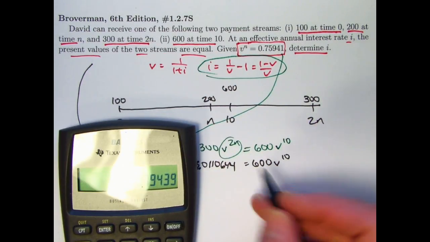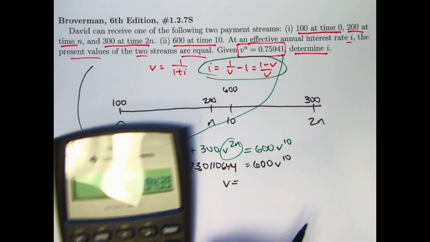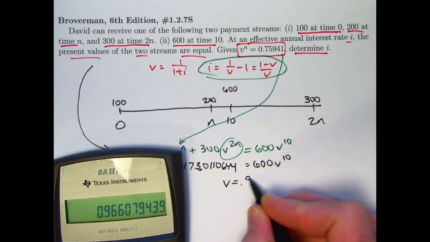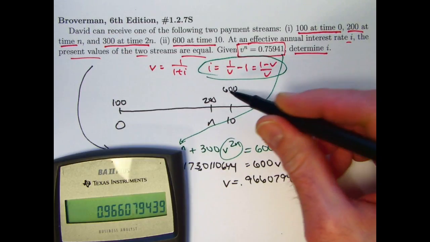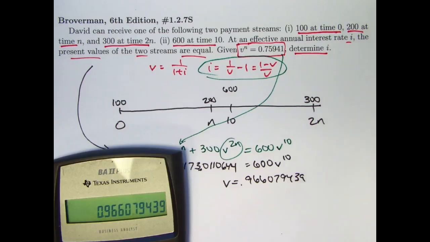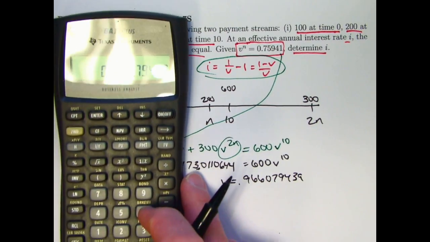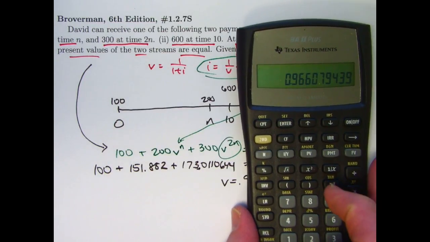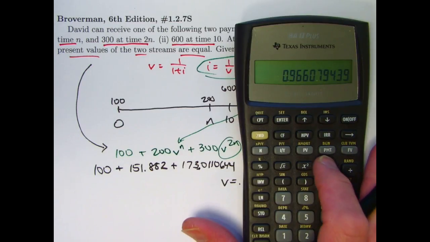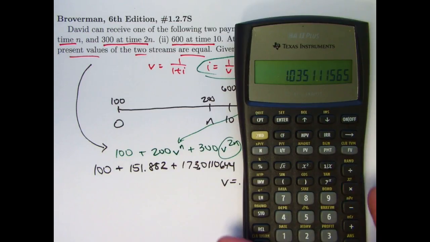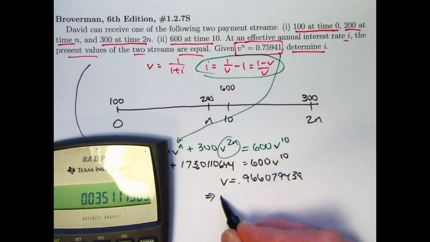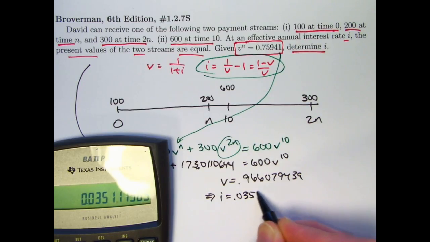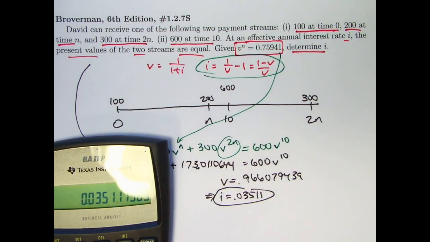Let me go ahead and write that down, even though I don't really need to here. 0.966079439. Now take the reciprocal of that and subtract 1 from it. Use my reciprocal button. Here we are, sorry about the lighting. Right there, 1 over x. Subtract 1 from that. I is about 0.03511. And that is the correct answer. That would be the interest rate.